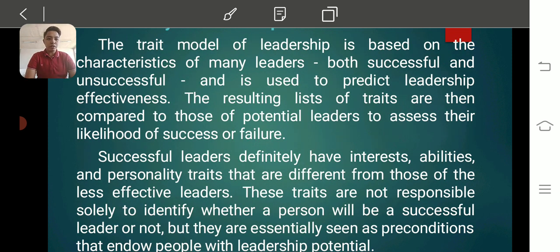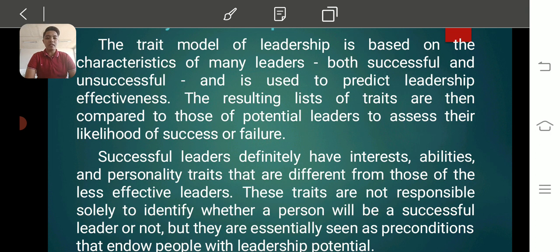The trait approach to leadership is based on the characteristics of many leaders, both successful and unsuccessful, and it is used to predict leadership effectiveness. The resulting list of traits is then compared to those of potential leaders to assess their likelihood of success or failure. Successful leaders definitely have interests, abilities, and personality traits that are different from those of less effective leaders.